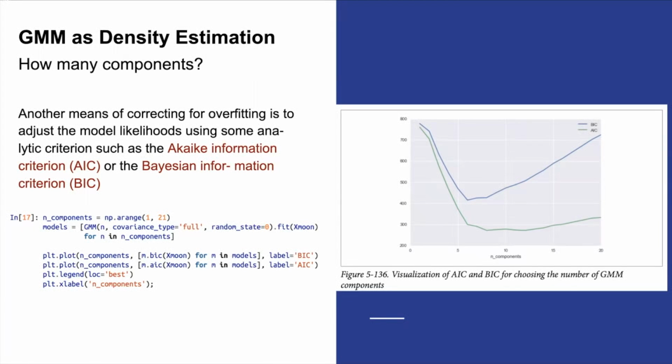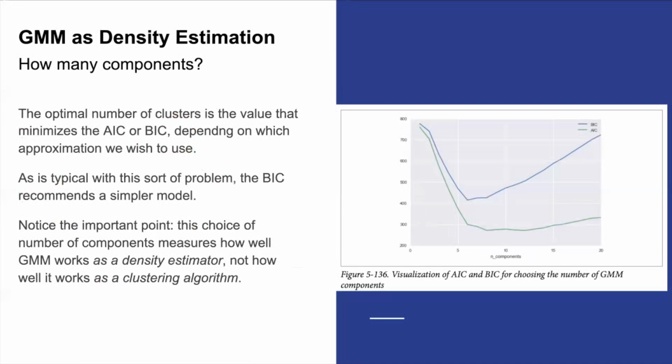Another means of correcting for overfitting is to adjust the model likelihood using some analytic criterion such as the Akaike information criterion or the Bayesian information criterion. The Scikit-learn GMM estimator actually includes built-in methods that compute both of these, so it is very easy to operate with this approach. When applying the AIC and BIC as a function of the number of GMM components using the code right here, we have a graph as the visualization of AIC and BIC for choosing the number of components.